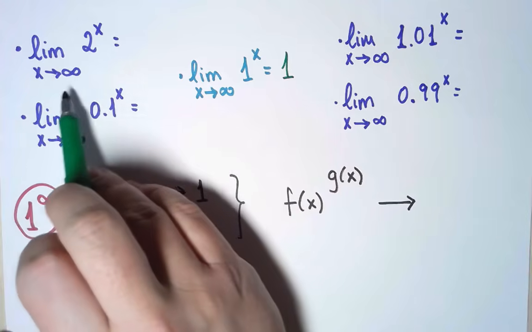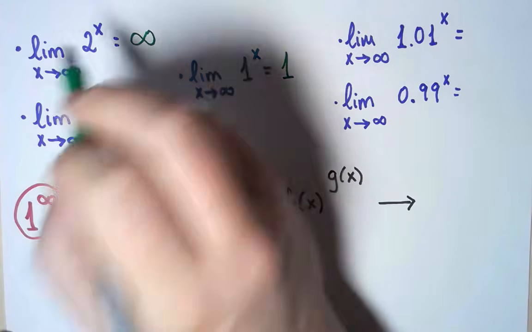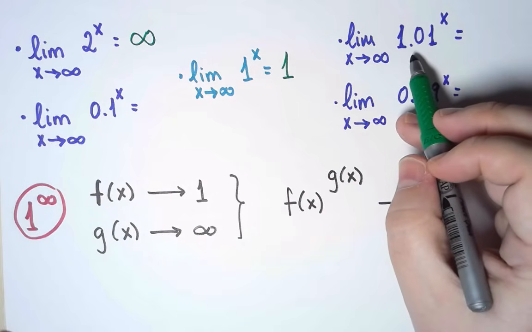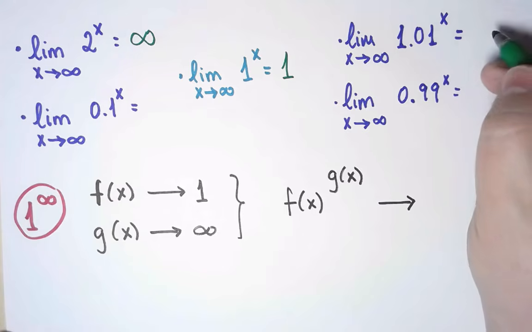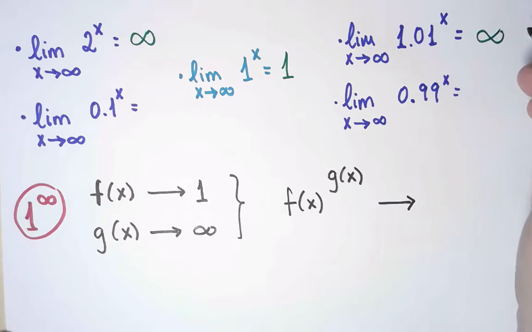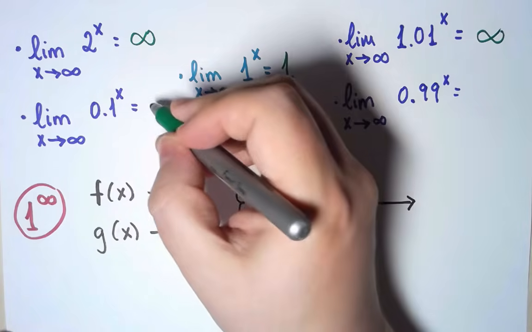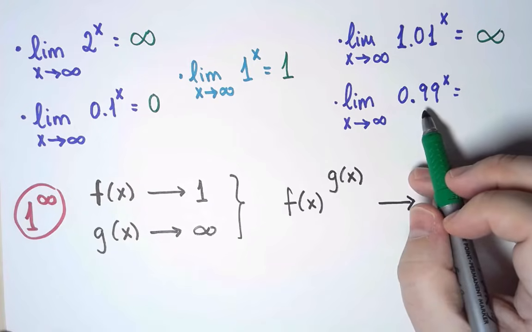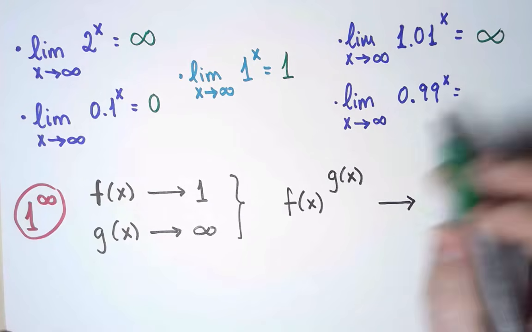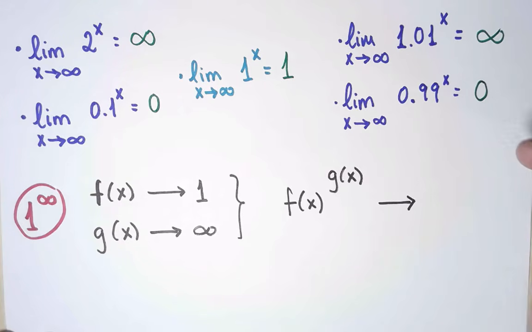Now, let's compare with the others. If I'm computing the limit as x goes to infinity of 2 to the x, then we know that that's going to be infinity. And the same is true for any other constant base that is greater than 1. 1.01 to the x, as x approaches infinity, goes to infinity. It just goes there much slower. It takes a long time to get large. On the other hand, the limit as x goes to infinity of 0.1 to the x is 0. And the same is true for any other base smaller than 1. 0.99 to the x, as x goes to infinity, also goes to 0. It just takes a long time to get close to 0.